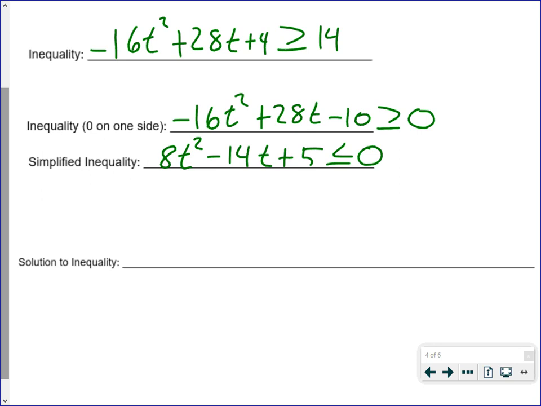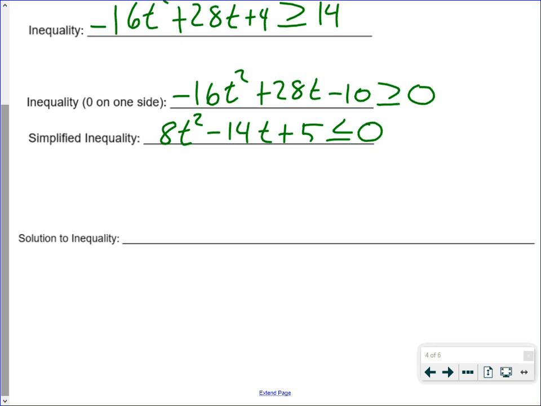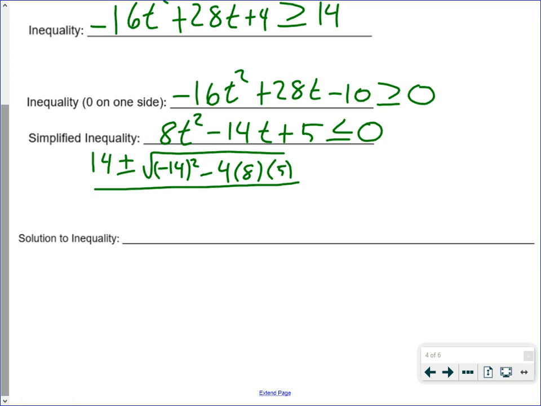So, like we always do with quadratics, we're going to put this into our quadratic formula. So negative 14 becomes positive 14, plus or minus the square root of b squared, negative 14 squared, minus 4 times our a, which is 8, and our c, which is 5, all over 2a. All right, this one isn't too bad, so we'll do it together.